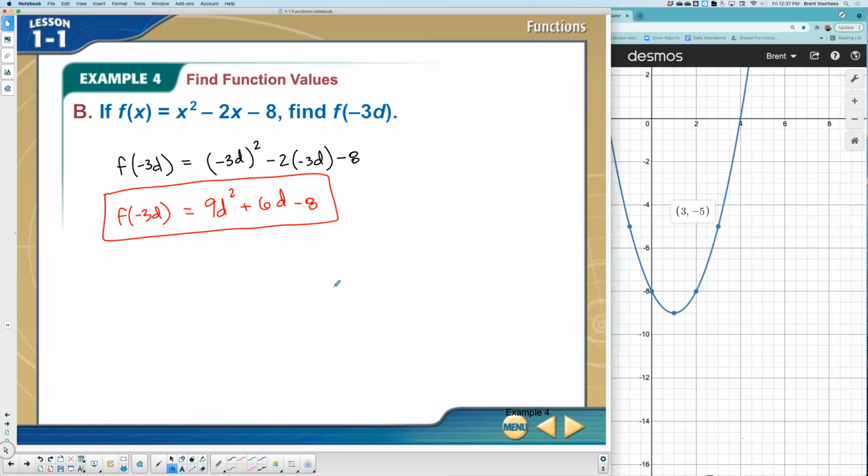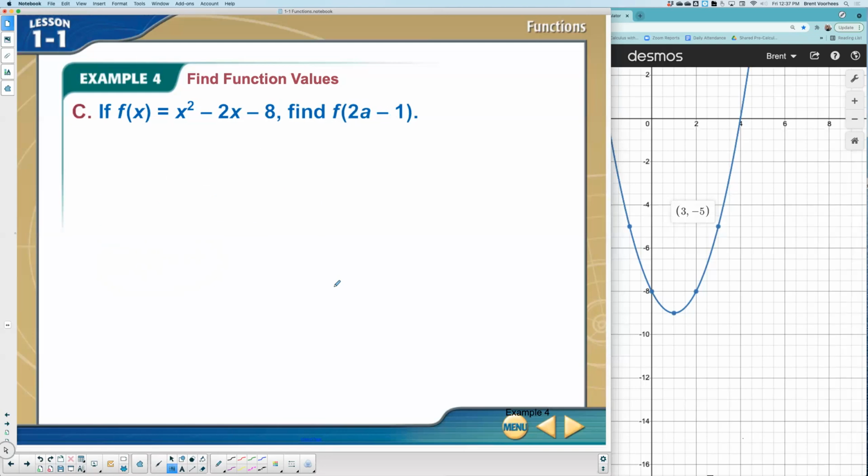And now part C says if f of x, again, same equation, but this time find f of 2a minus 1. So I will substitute in 2a minus 1 this time. Technically, what I'm doing on all three of these parts is exchanging the domain, which means I'm changing what is going into the function. And because I change the domain each time and it's a function, I'm getting a new range value each time. There's your terminology.